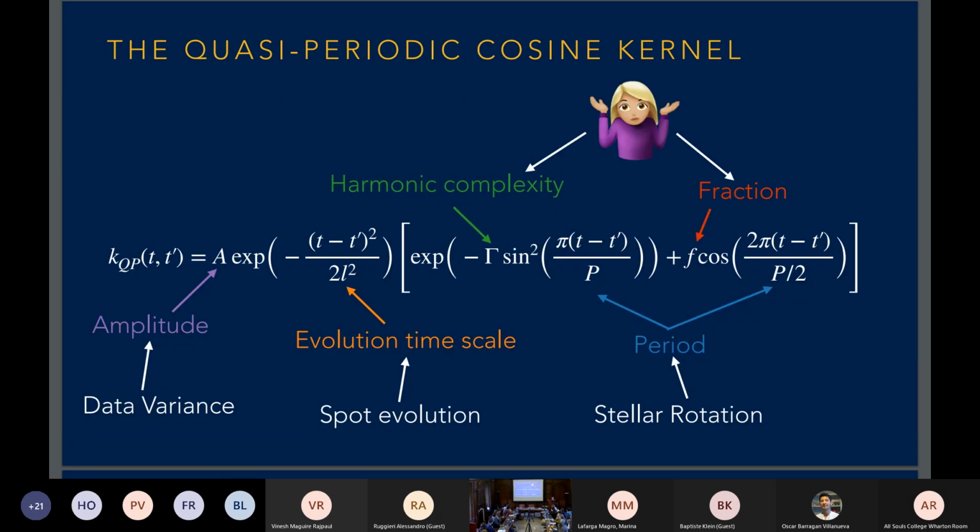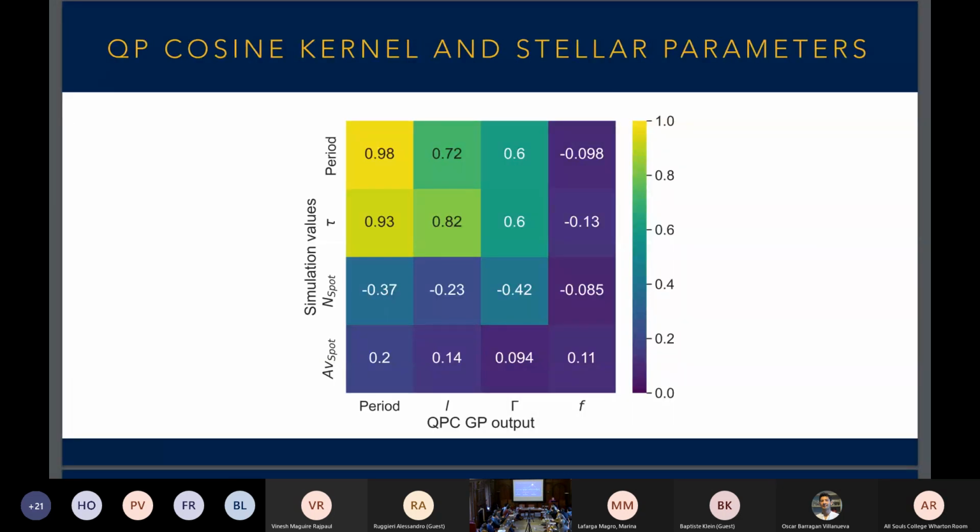So again, what do we expect this to relate to? We've still got our stellar rotation period here. We hope that, in circumstances where you get that signal at half the period, this would cope better at pulling out the period. You've still got your spot evolution timescale in that section. Again, harmonic complexity and the fraction, whether or not that correlates to anything in our stellar model is unsure. So again, this is our grid of correlation coefficients.